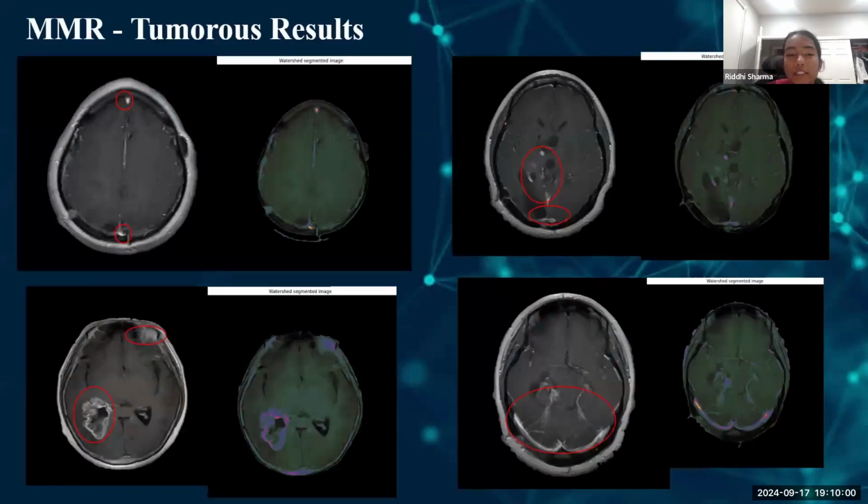And as you can see, these are some detection results from the MMR algorithm. The tumor is circled in red in the raw image, then it's skull stripped, and finally, that's the output we get from the MMR algorithm.